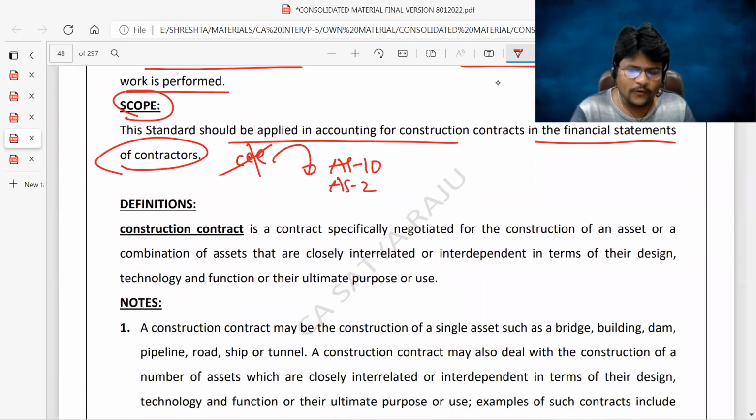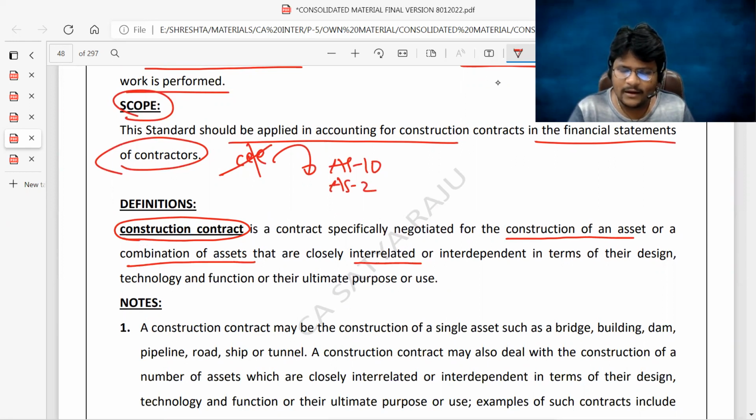So in the definitions, what we are seeing here is construction contract. What is the meaning of construction contract? A construction contract is a contract specifically negotiated for the construction of an asset or a combination of assets that are closely interrelated or interdependent in terms of their design, technology, function, or their ultimate purpose or use.